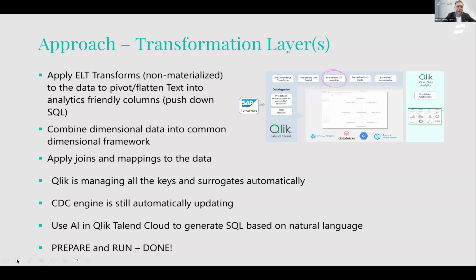And then you go to the next layer where you start using more of a business logic. Now you want to do transformations. So you want to apply your ELT transformations. You want to combine your dimension data with your fact table data or your transactional data. You want to apply joins and mappings. This is where you start building the logic.